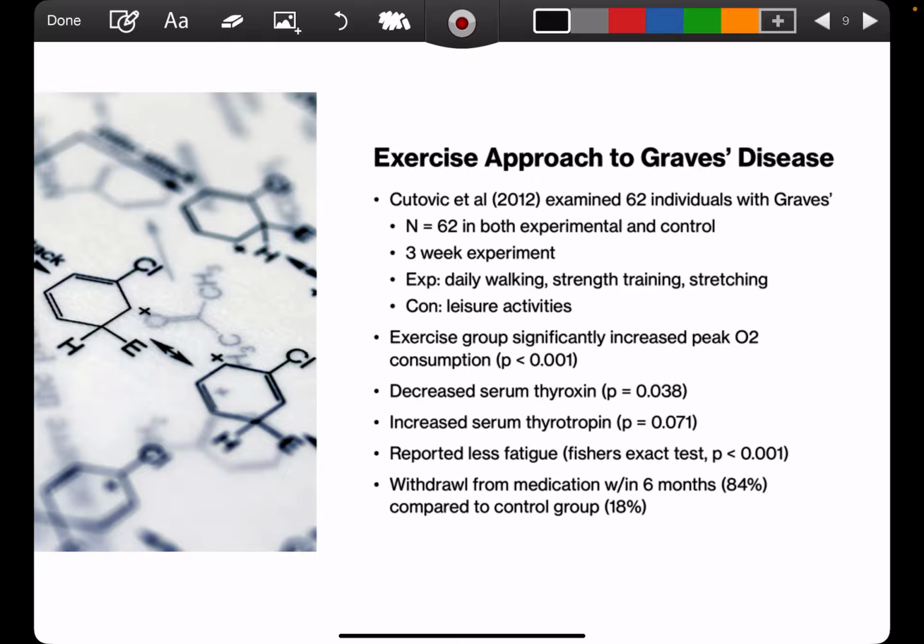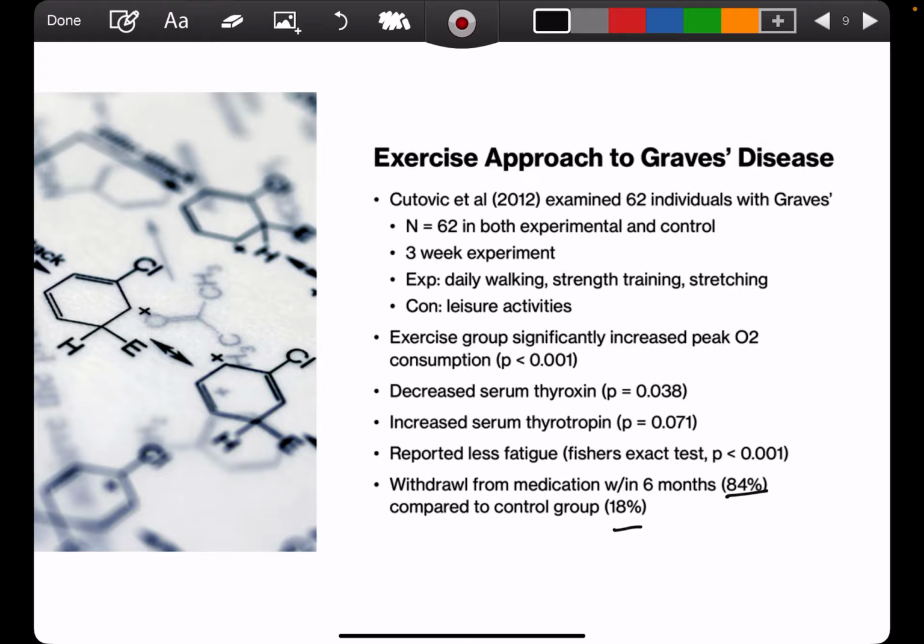So, an exercise approach to Graves' disease: Kudovich et al. examined 62 individuals with Graves' disease, with an experimental group and a control group. Both groups had 62 people. In this 3-week experiment, the experimental group performed daily walking, strength training, and stretching, while the control group did leisure activities. The exercise group saw a significant increase in O2 consumption, a decrease in thyroxine, an increase in thyrotropin, and reported less fatigue.